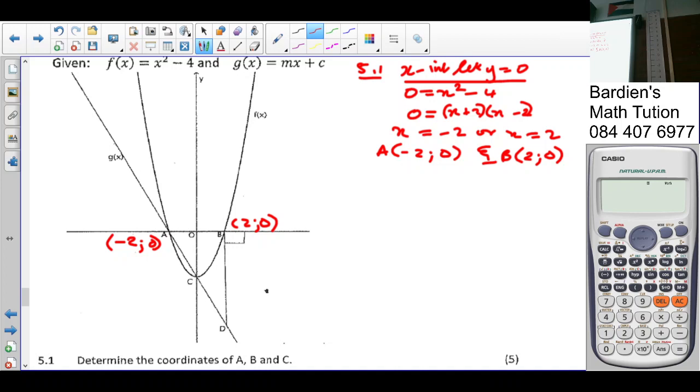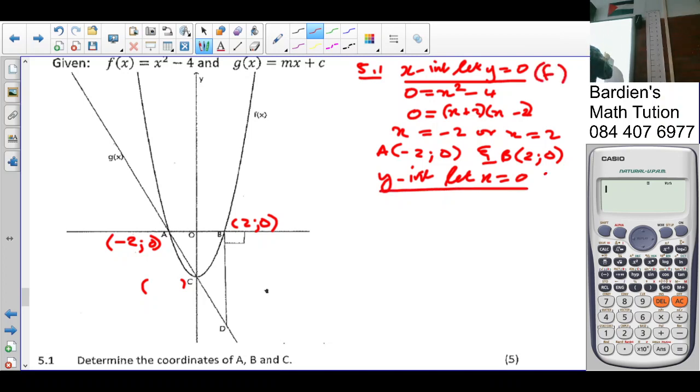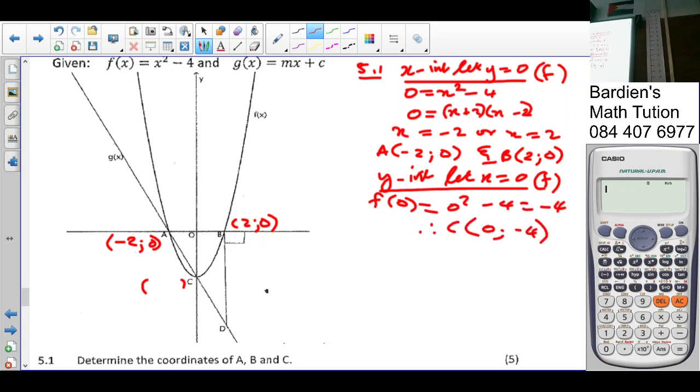Next question. We still need to find C. What is C? Y-intercept. What do we do for y-intercept? Then x equal to 0. Remember, this is from f, no? It's from f, which is a parabola. So we got f of 0 equals 0 squared minus 4, which is negative 4. Therefore, C is (0, minus 4). You all okay with that? Alright.